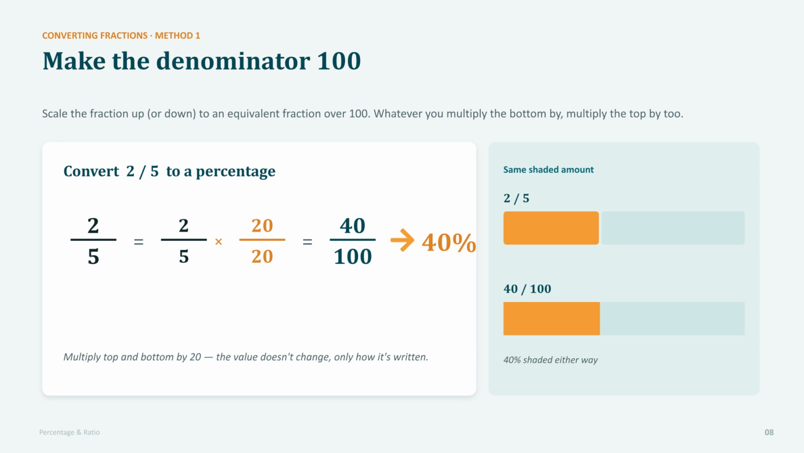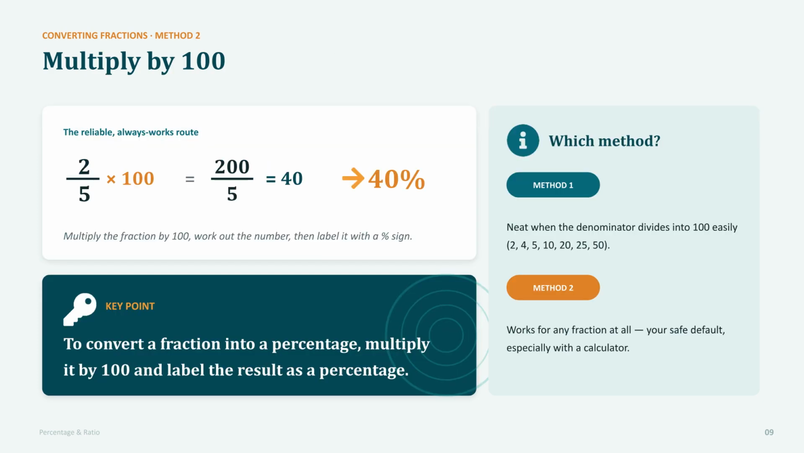If the denominator is not 100, you can scale the fraction up or down. To convert 2/5, multiply the top and bottom by 20 to get 40 over 100, which equals 40%. Alternatively, you can multiply the fraction by 100. For 2/5, 2 divided by 5 times 100 equals 40, giving you 40%. This is a reliable method for any fraction.